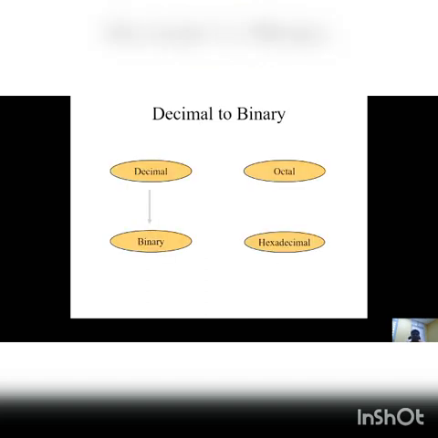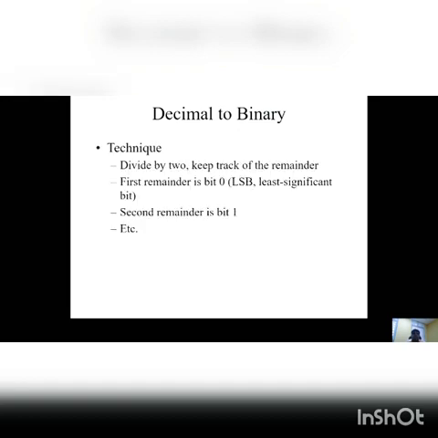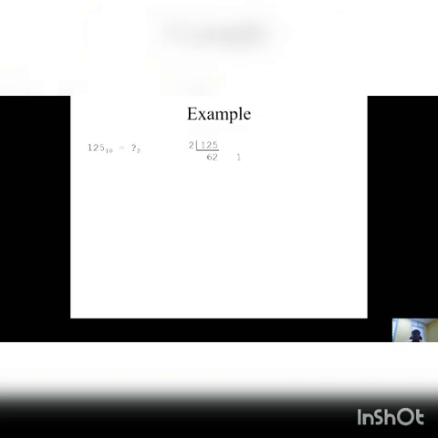Now we see another conversion. We have seen conversion from binary to decimal, octal to decimal, and hexadecimal to decimal. Now we see decimal to binary. For converting decimal to binary, we divide by 2 and keep track of the remainder. The first remainder is bit 0, the least significant bit. The second remainder is bit 1, the third remainder is bit 2, and so on. So now the example is 125.